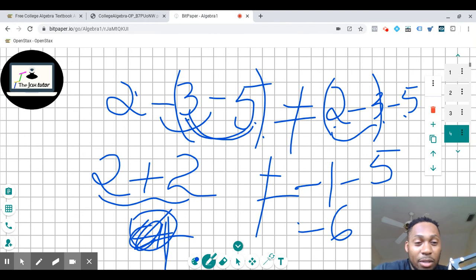So subtraction is not associative, and it's the same thing for division too. If you had 2 divided by 3 divided by 5, depending on how you do the division, it will not be associative. But for addition and multiplication, this always applies.